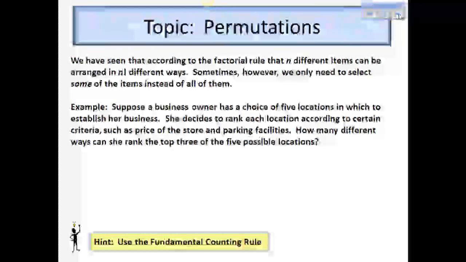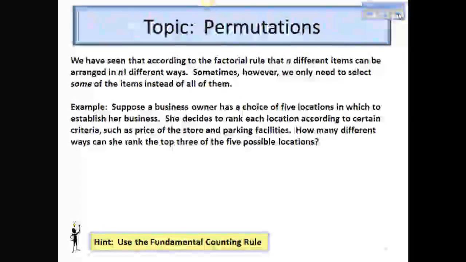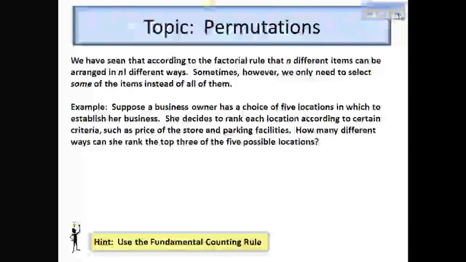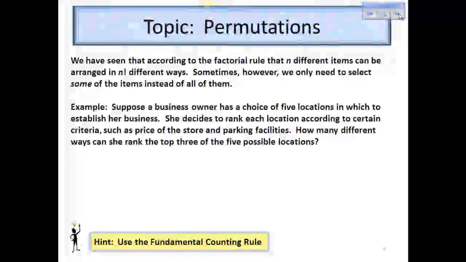Now, most permutations can be done using our calculator, and I'll show you how to do that in another topic, but some permutations can be done by hand. We've seen that according to the factorial rule, n different items can be arranged in n factorial different ways. Sometimes, however, we only need to select some of the items instead of all of them. To do that, we can use our fundamental counting principle.